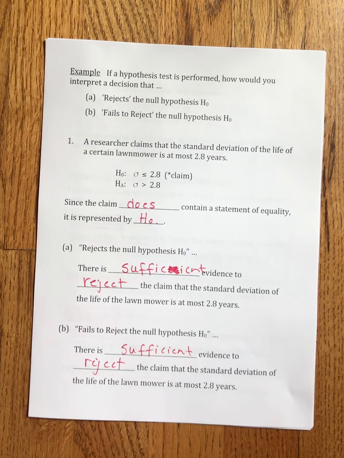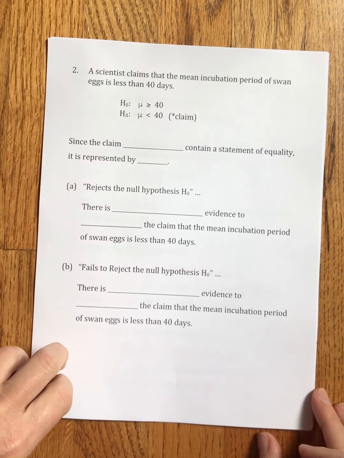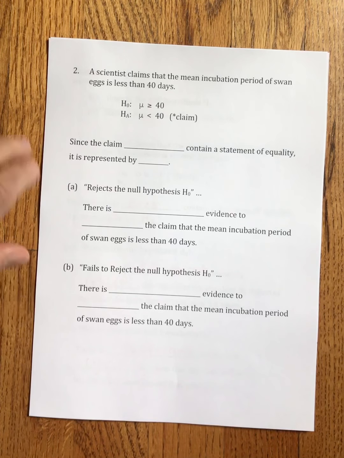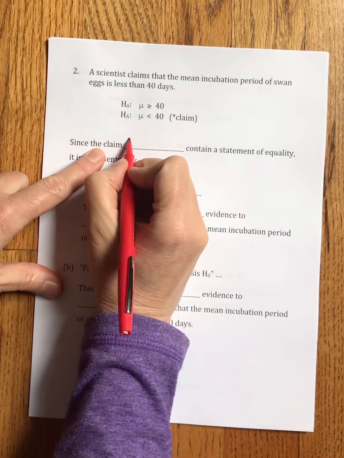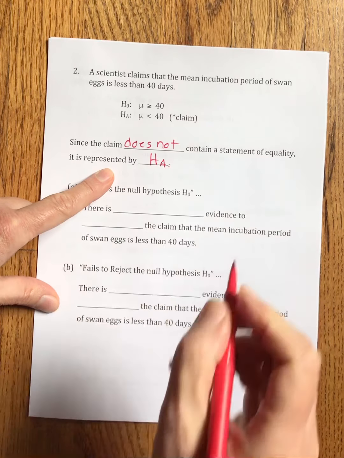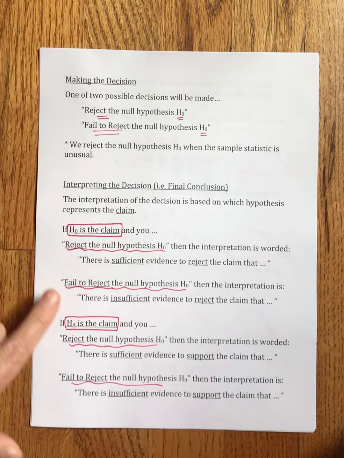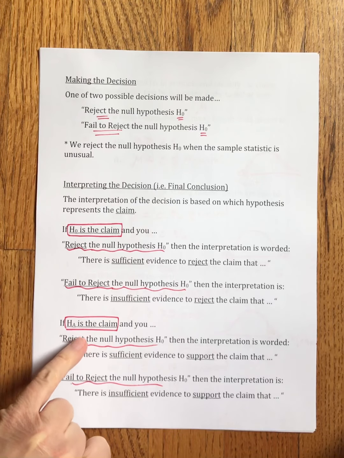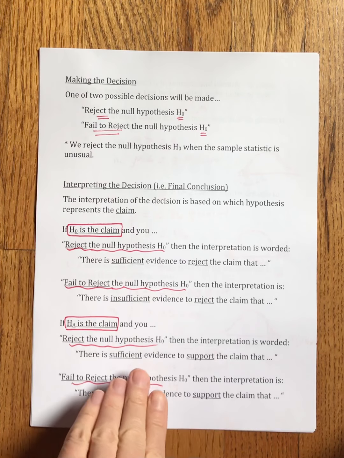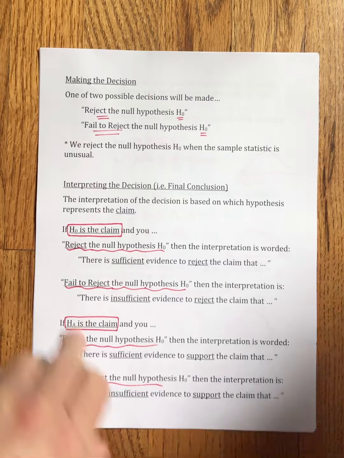There's another problem on the next page. You might choose to pause the video now and see how it's going. Try filling in the language again based on where the claim is and on the possible conclusions or decisions. So this time the claim does not contain a statement of equality, and that's why it ended up next to the null hypothesis. So back on the previous page, 2 pages back, now we're in this section here because HA is the claim. So we're going to use the word sufficient or insufficient in the first blank and the word support in the second blank.